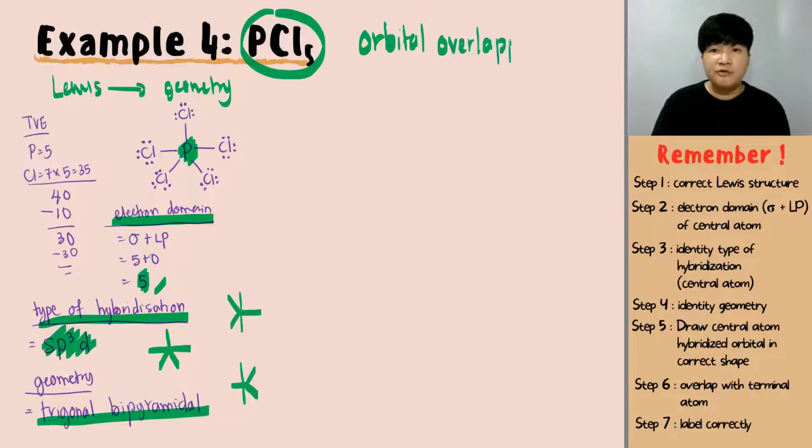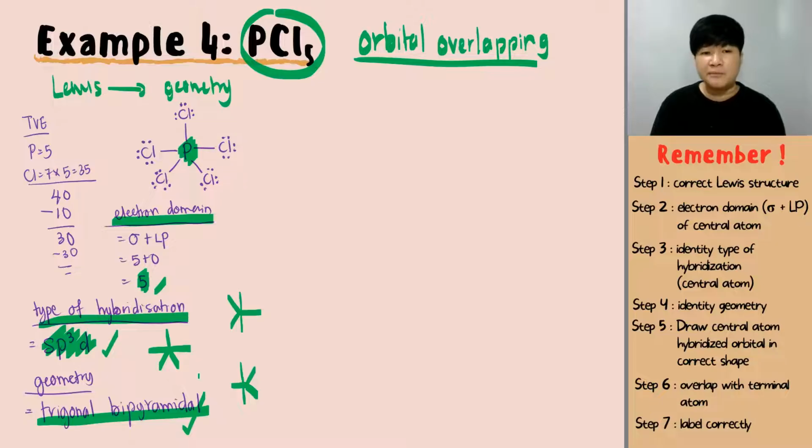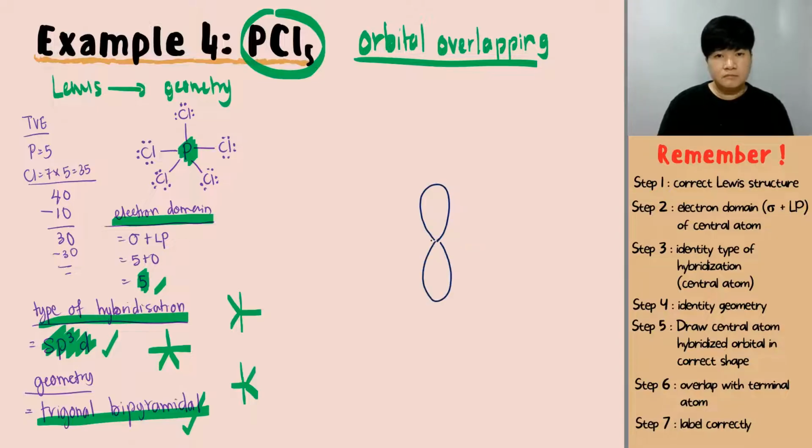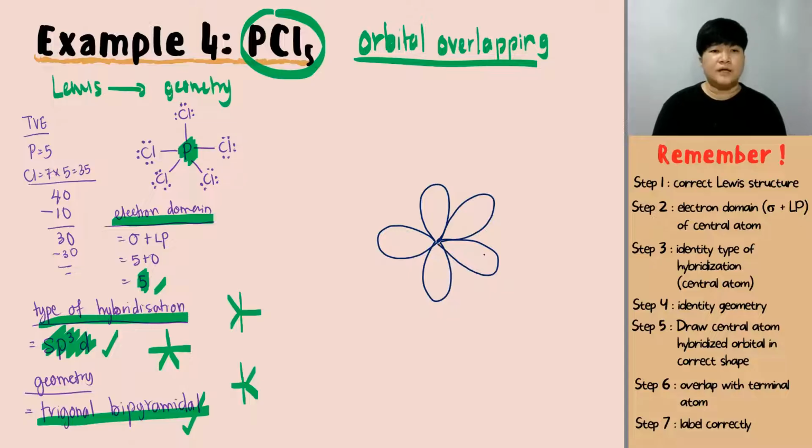PCl5, where we definitely start off with the sp3d hybridized orbitals in the geometry of trigonal bipyramidal. So my sp3d in the shape of trigonal bipyramidal shall look something like this. So that is how my sp3d looks in a trigonal bipyramidal. Okay, so make sure you can identify the shape and draw it out correctly and nicely. Of course, after you have done drawing the shape, don't forget to label them.